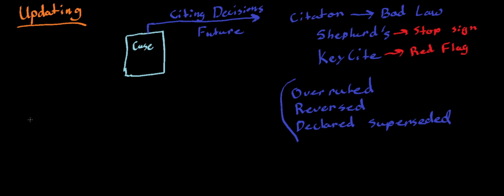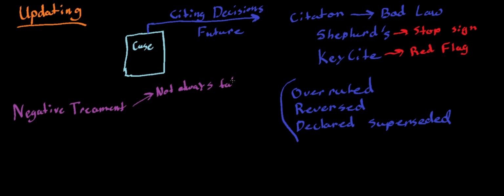Now, unfortunately, as good as Shepard's and KeyCite have become at identifying when a case or other law has become bad law, they are not perfect. And so what we call negative treatment, which is the indicator that both Shepard's and KeyCite are looking for, is unfortunately not always fatal. Not always fatal.